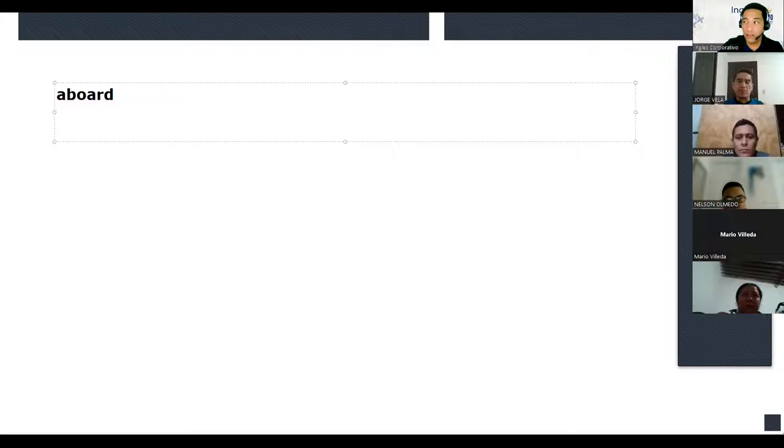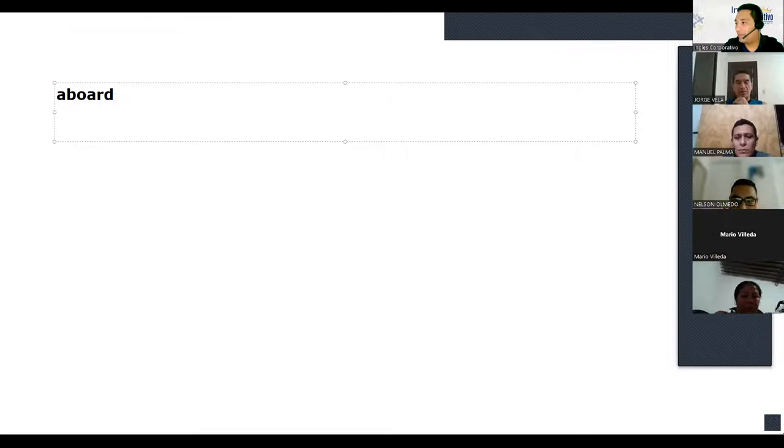Among is a synonym of between, but in this order. For example, where is Jesus right now? Where's God? Among us. He's among us. Where? I don't know, but he's among us. He's not in the middle, he's not in the center, but he's among us. That's an example. Beneath. Underneath. Under the table. Beneath the table.